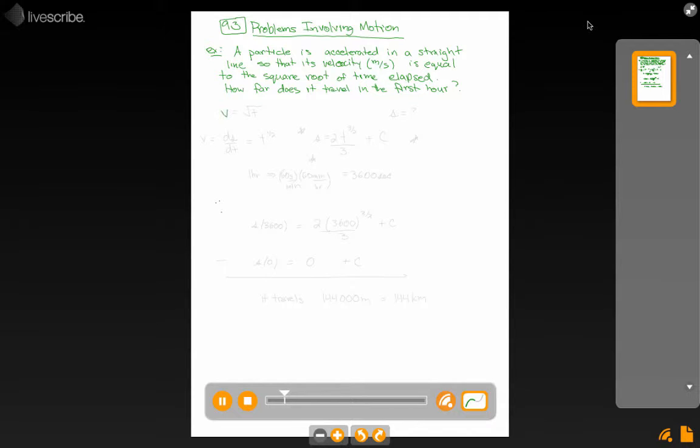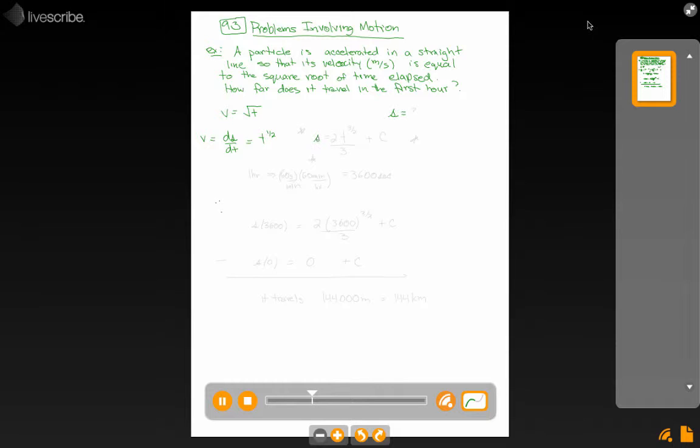So let's use our v for velocity, s for position or displacement. In this case, we're given v. We're told that v equals the square root of time. Probably a slightly more useful way to write that is to say ds by dt equals t to the 1/2, remembering that velocity is just the derivative of your position time function. So if I want s equals, I can take the antiderivative of this.